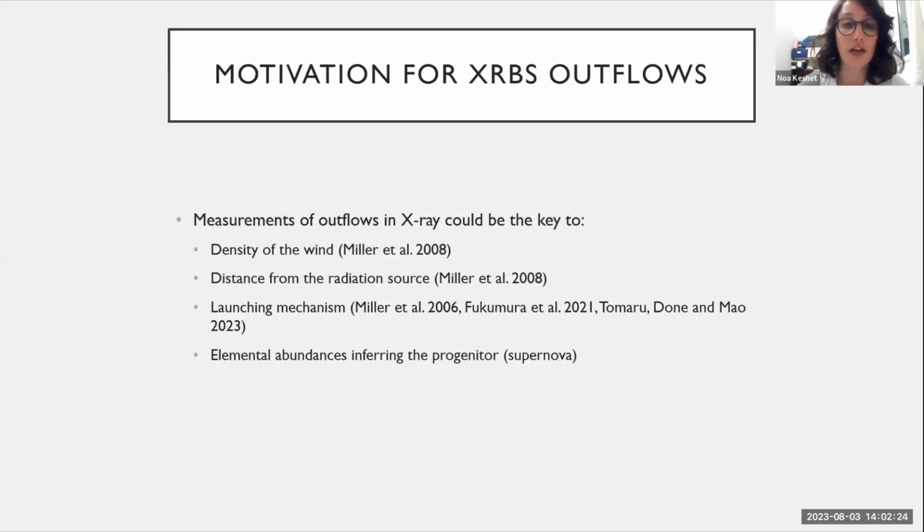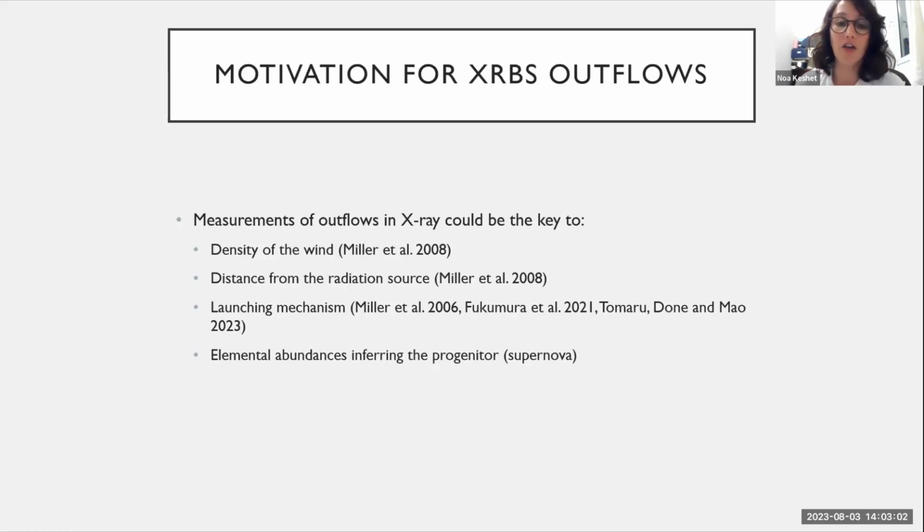So just some motivation for X-ray binary outflows. Measurements of different physical attributes in the outflows in the X-ray could be the key to, for example, the density of the wind, as was shown by Miller et al. from 2008, specifically for GRO. In the same paper, he also calculated the distance from the radiation source. And there has also been some debate about the launching mechanism, specifically for this X-ray binary, starting with Miller et al. from 2006, who suggested magnetic driving, continuing to Fukumura et al. from 2021, as opposed to a thermal driving mechanism that was shown by Tomaru, Done, and Mao from 2023.